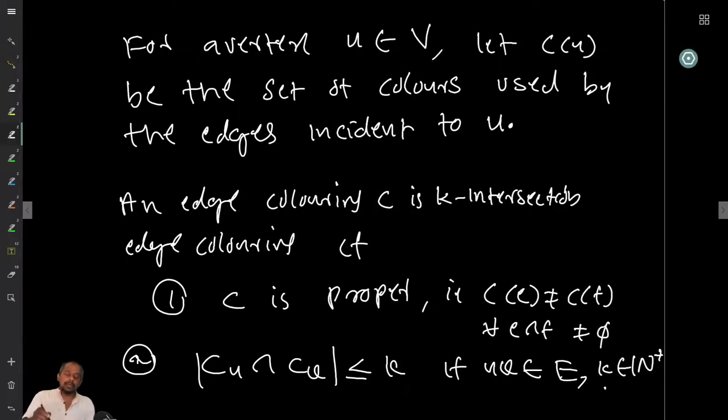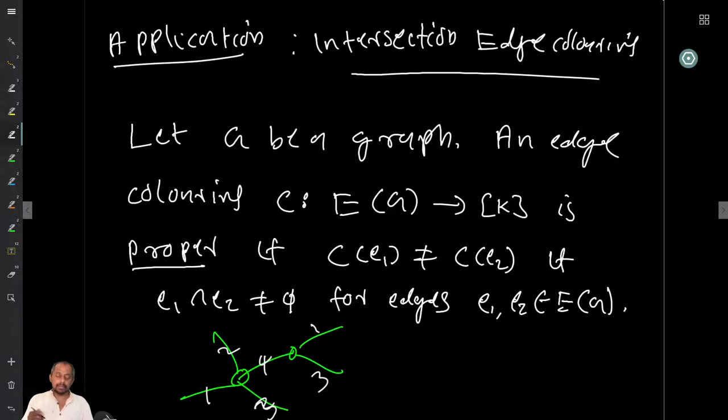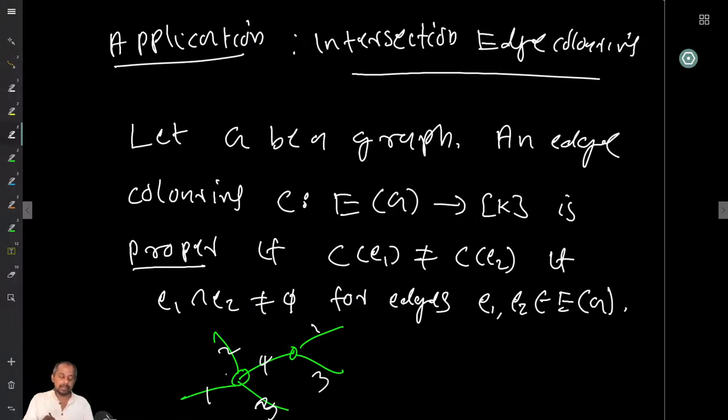Now for every vertex U, right, if you look at C of U as the set of colors used by the edges incident to U. For example, if I look at this vertex, let's say X, then C of X is the set {1, 2, 3, 4}, because 1, 2, 3, 4 are the colors which are appearing on the edges incident to X. Okay. So C of X is equal to the set {1, 2, 3, 4}.